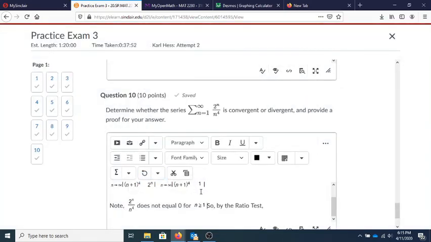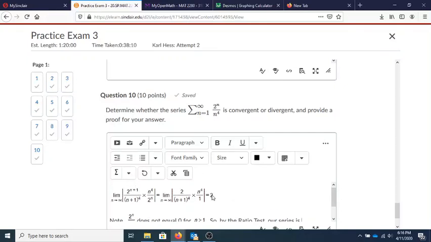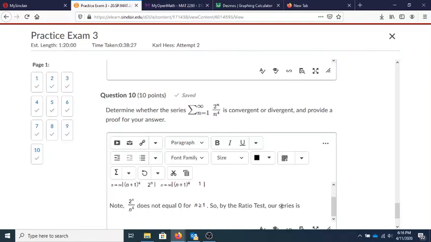Alright, so now we've checked all the conditions and we can actually use the ratio test. So by the ratio test, our series is, well, for the ratio test, if this limit comes out to be anything greater than 1, that means our series is divergent. If it comes out to be less than 1, our series is convergent. And if it turns out to be exactly 1, then the test is actually inconclusive. But a limit of 2 is conclusive. By the ratio test, our series is divergent.